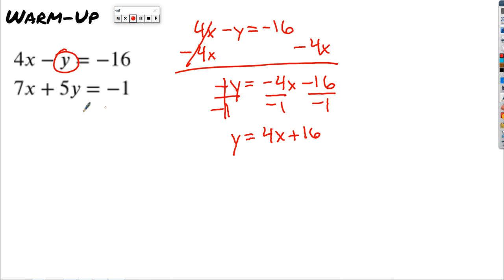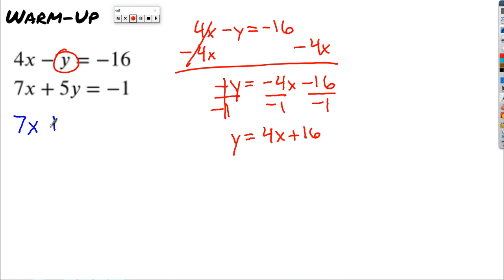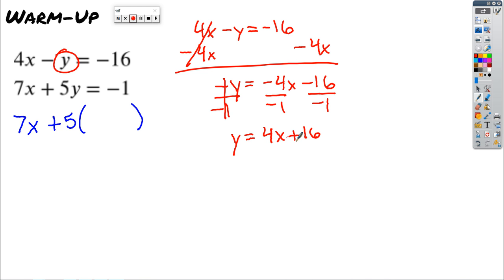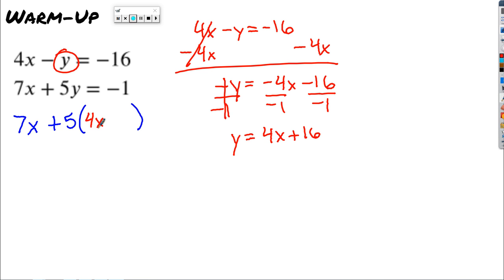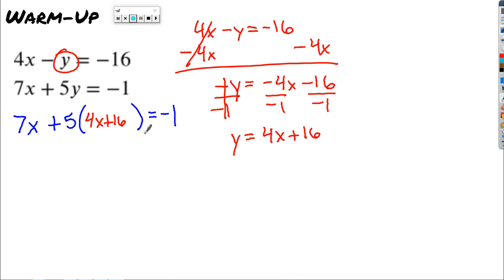What I'm going to do next is within my equation, I'm going to use another color so you guys can see this color coding here. I have 7x plus 5, and I'm going to stop right here. I'm going to create my parentheses, and I know my y is now going to represent this part, 4x plus 16, and then I'm going to rewrite the rest. So equals -1.